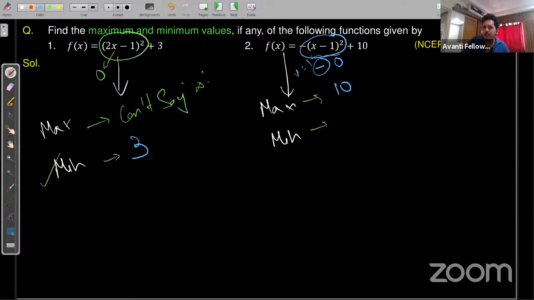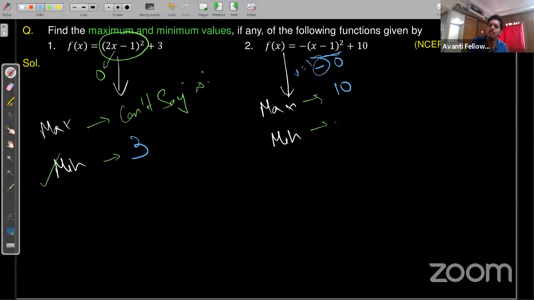Very good. Rajama is correct. Surak is correct. Ashit is correct. Naveen, yeah, correct. So what is the minimum value? Guys, what is the minimum value? Can anyone tell me what is the minimum value for minus (x minus 1) whole square plus 10? What is the minimum value?